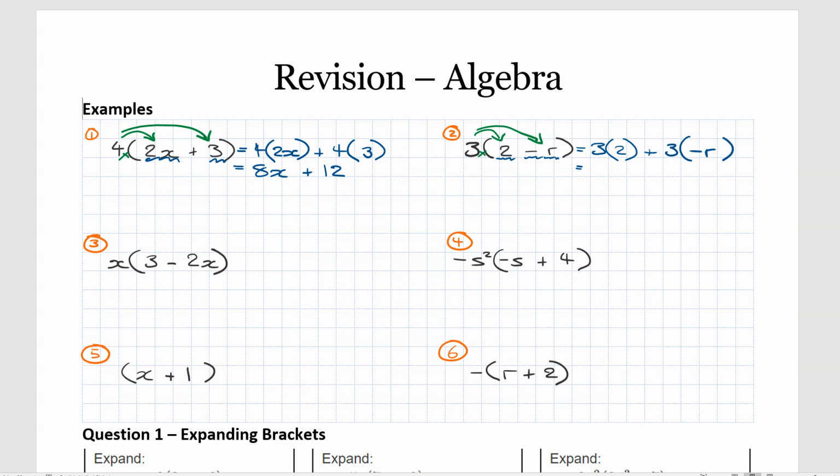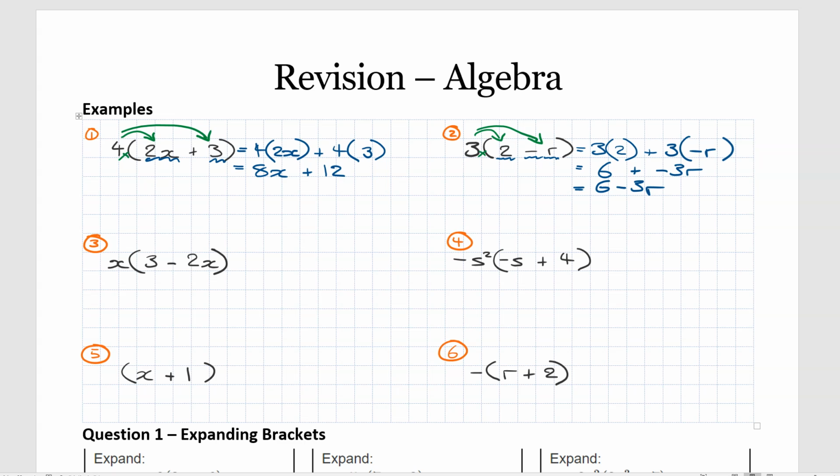Now, going down, 3 times 2 is 6 plus 3 times minus r, that is going to be minus 3r. Simplifying that, we don't need this symbol anymore. The plus is now going to go away. So we get 6 take 3r, like so. And that's our expansion done.